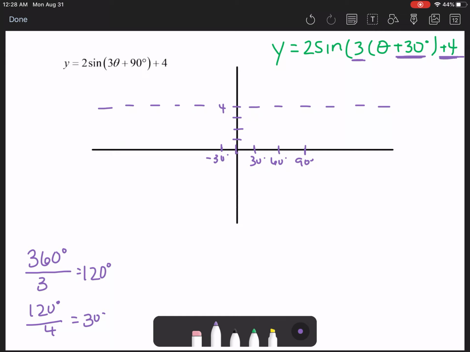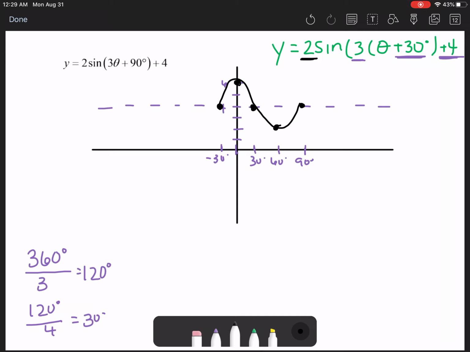All right, then last thing I want to think about here is my amplitude. So amplitude is 2. So this means I'm going to start at negative 30, on the midline for sine. Sine always starts on the midline. And instead of going up 1, I'm going to go up 2. So we're going to go up to 6 here. So we're going to go up 2. Then at 30 degrees, we're going to come back down 2. At 60, we're going to come down 2 more. And then at 90, we're going to be back at the midline.